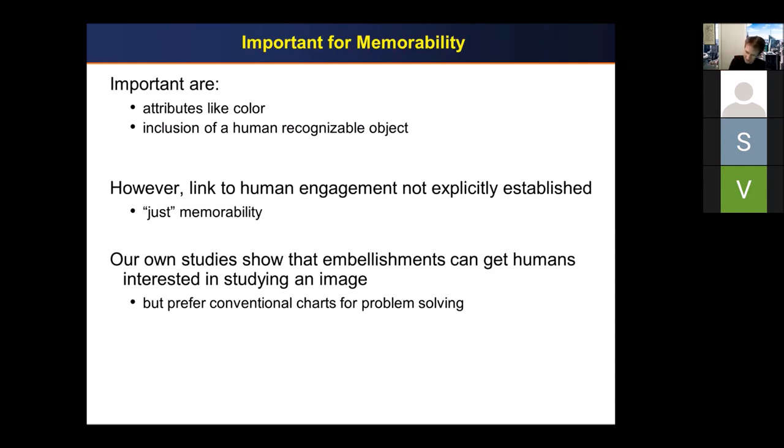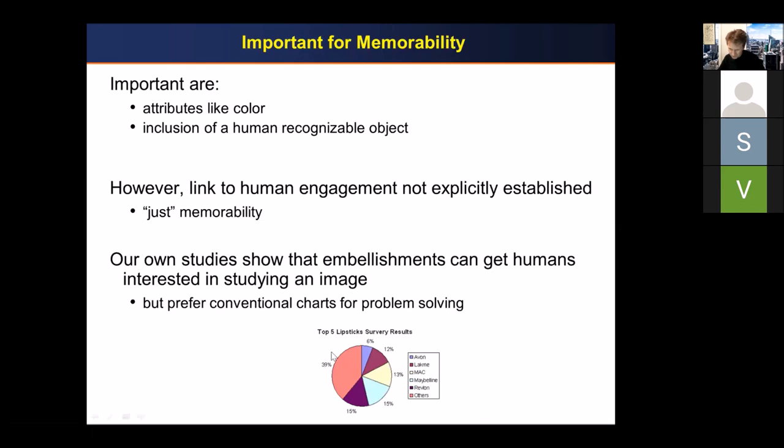So if you write a scientific paper, you want to use traditional visualizations, bar charts, pie charts, just the raw stuff. Maybe some color, that's okay, but nothing embellishing. But if you have a magazine article, you can use embellishments.